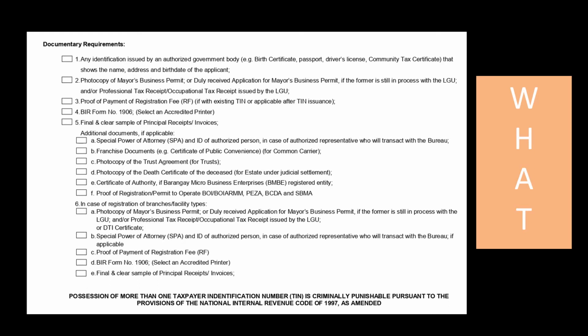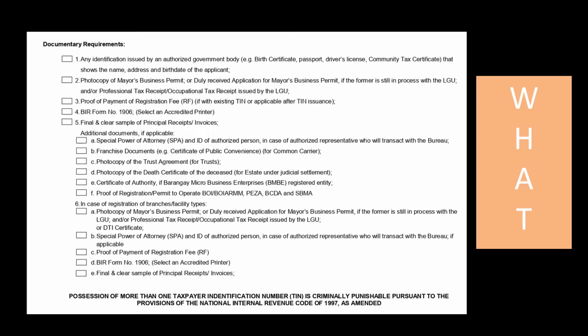In number 1, it says here any identification issued by authorized government body. So basically, number 1 is just an ID. Number 2 is applicable to business owners. Number 3 and 4 are the registration fee, and number 4, Form 1906, is the authority to print.